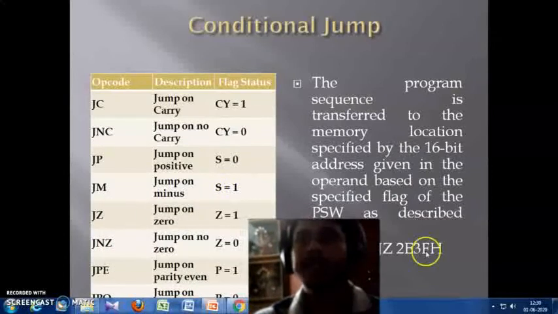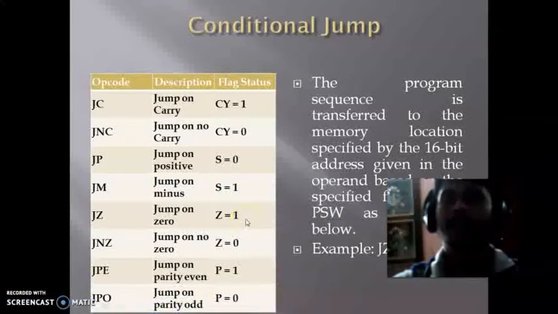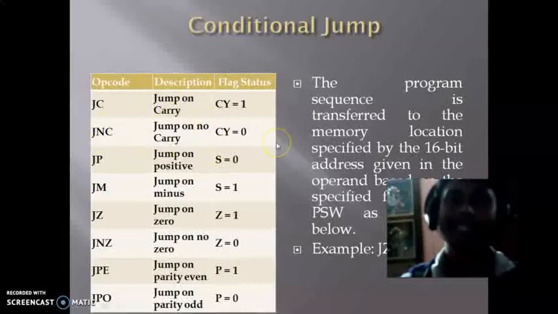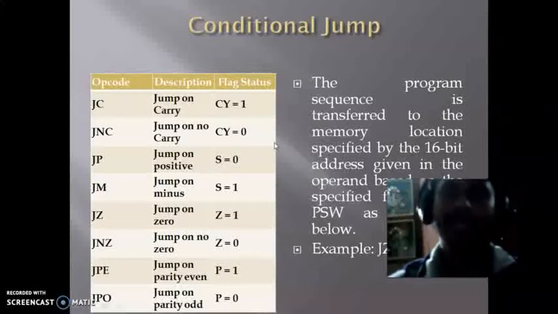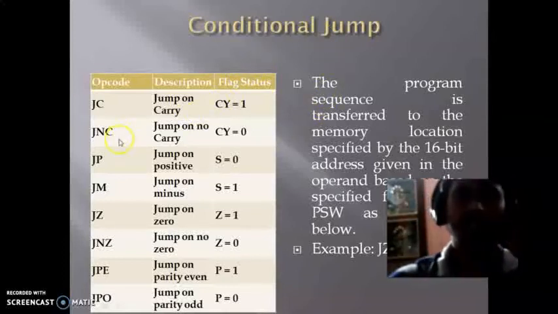Next is the conditional jump, in which the program sequence can be transferred to a particular location by using some conditions. So we need some conditions to transfer the program sequence. The first example is JC. If the carry flag is set as 1, at that time the jump is made to a particular location. If the carry flag is reset, that is, the carry flag is 0, at that time we can use the JNC instruction and the program sequence is transferred to a particular location.